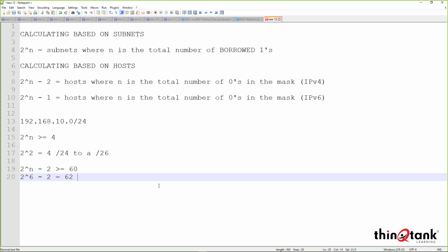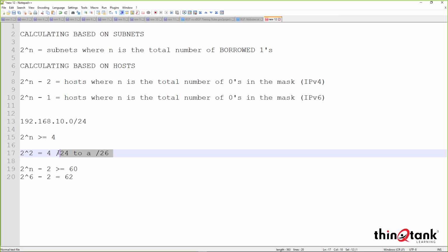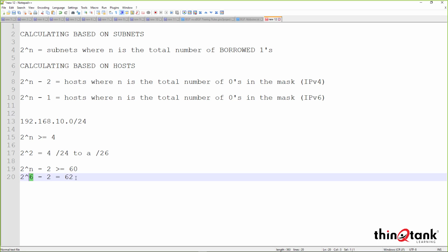All right? Now, this one meant the number of borrowed ones. What does this 6 represent in this case? The number of zeros. Are there 6 zeros in that mask? 26 plus 6 is 32, isn't it? So it actually works. The math works both ways.